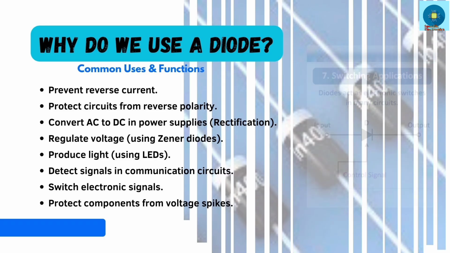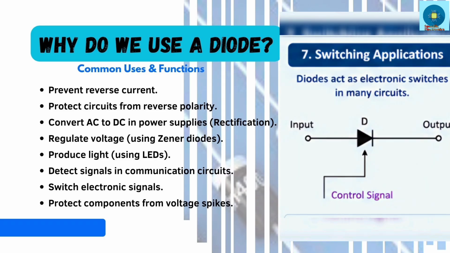Next, electronic switching. Diodes can also act as electronic switches. Depending on the direction of the applied voltage, they either allow current to pass or block it. Because of this property, diodes are used in digital electronics and switching circuits.